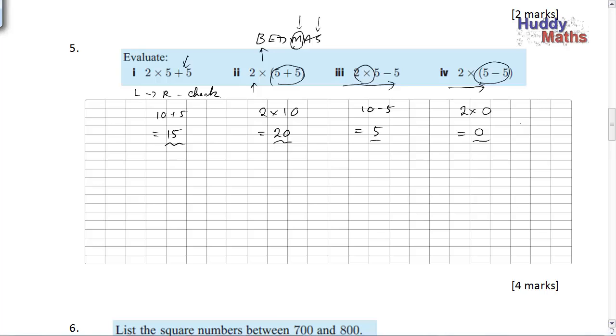So we've got 4 answers there, so it's just 1 mark each. Okay, 1, 2, 3, 4. Put your mark down here so you can add them up later on.